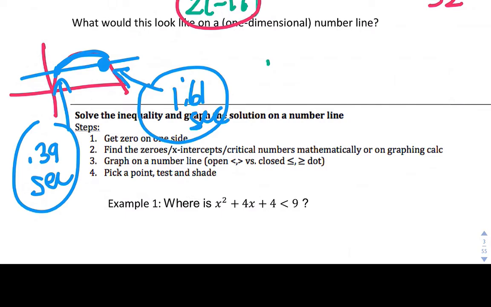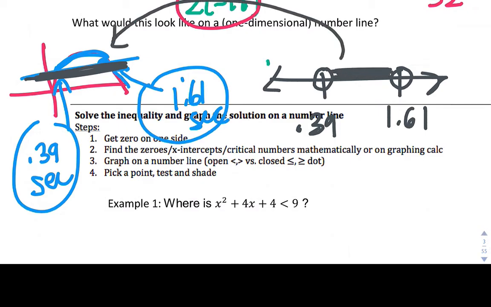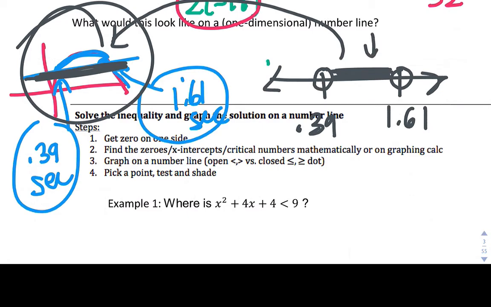Now, what would this look like on a 1-dimensional number line? So here's the 1-dimensional part, just the line right here. So 1-dimensionally, at 0.39 seconds and at 1.61 seconds, we'll use open circles. And anywhere in between that, it's above 10 feet. And so that's what we're going to practice today. Tomorrow we'll look more at the 2-dimensional over here. But 1-dimensionally, can you find what interval of time that something is between, like above, for example, above 10 feet and so on?